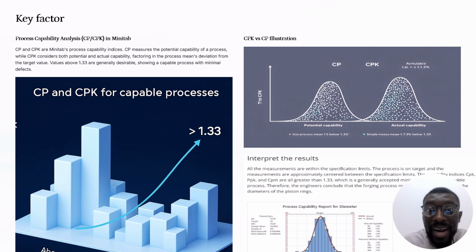And then the key factor, how did we know, was that our Cpk and Cp were greater than 1.33, which was a good indication that our process was capable of achieving quality product. And here at the bottom, we see a Minitab screenshot for the process capability report.